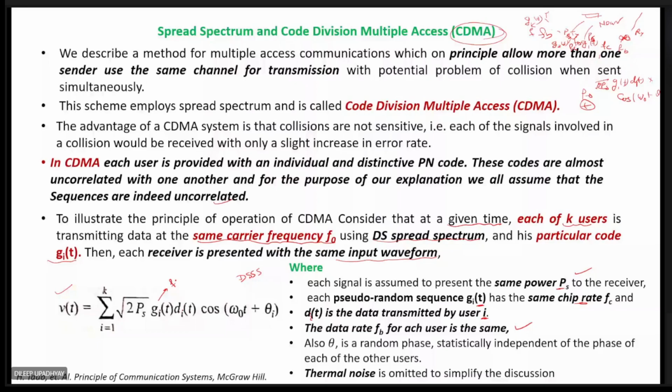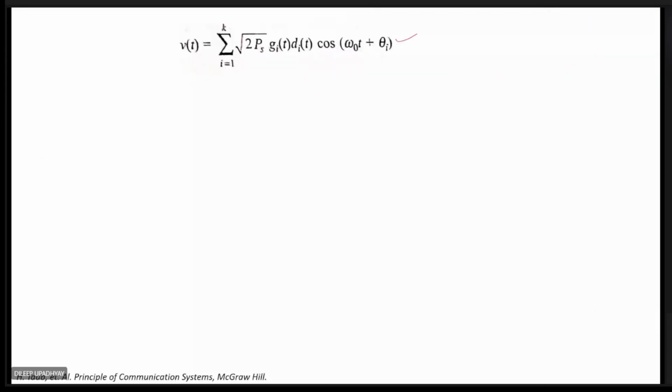Also, theta is the random phase, statistically independent of the phase of each user. That is, the theta, the phase change of the transmitted signals, are independent of each other, and theta may be random in nature. And thermal noise we have ignored here for simplification of the discussion. So you can say this is the mathematical representation of the CDMA signals. Now, the same expression is written again so that you can visualize it on this slide.